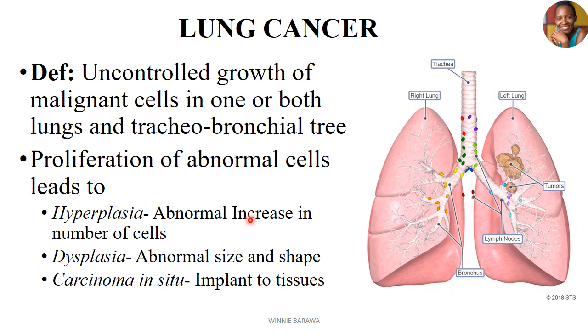While these cells are increasing in number, they also present with abnormal size and shape that is different from what we normally have in the particular lung area, and therefore this state we call dysplasia. The last bit is the establishment of carcinoma in situ, where this abnormal number of cells in different sizes and shapes end up implanting themselves into the lung tissue. When the tumor has implanted itself into the lung tissue, we call that carcinoma in situ.